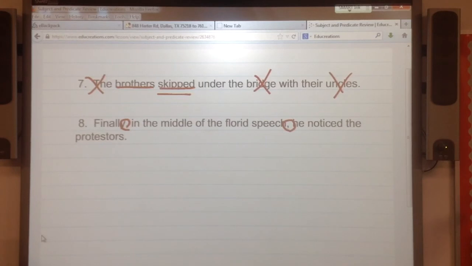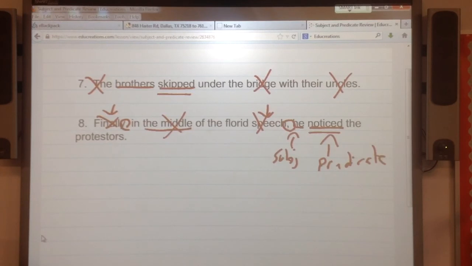Looking at this, I'm thinking this could be about a speech. Finally is a word I'm not sure about. Maybe it's a verb. Middle, that sounds like a noun. But no, those are not right at all. Because when I look, there is only one action, and that's noticing. Noticed. That's an action. And he noticed. He is our subject. Noticed is our predicate. I apologize for my handwriting with my tool. And here is your final sentence today.